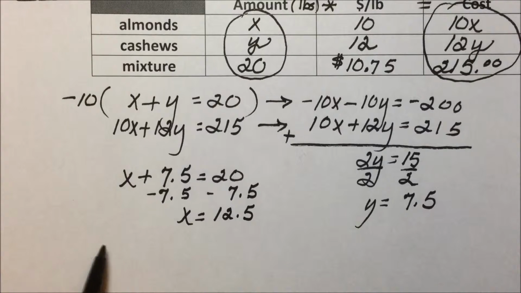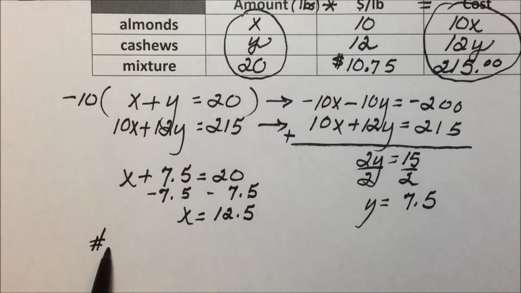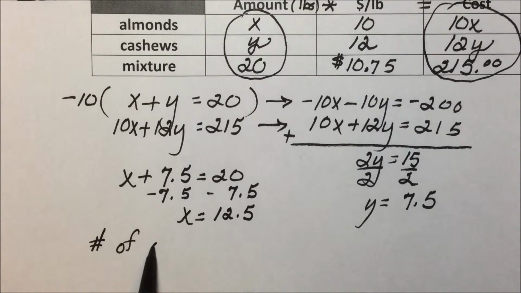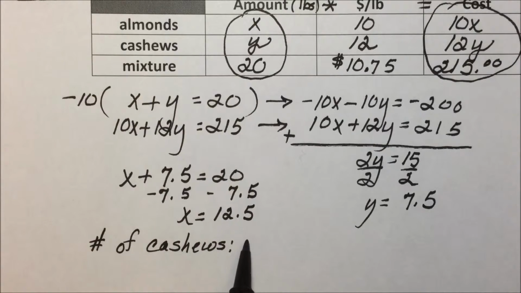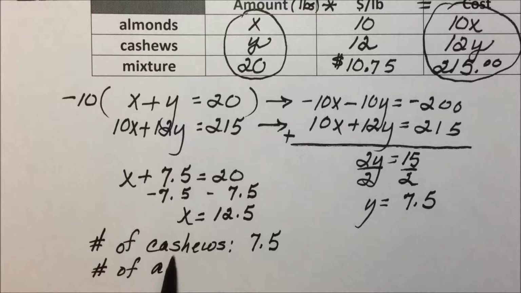And so our final answer will be the number of pounds of cashews, and cashews were represented by y. We will say 7.5 pounds. How many pounds of almonds then for our final answer? We just found that to be 12.5.